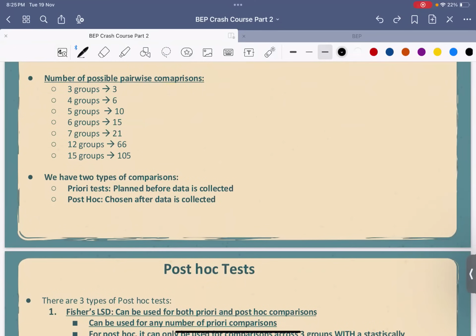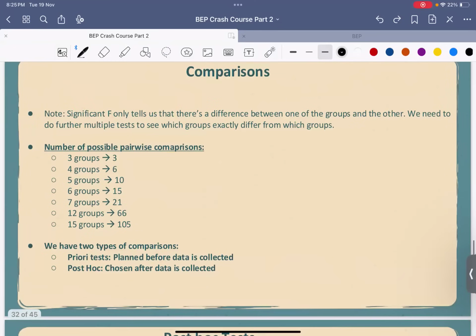Like we have 2 types of comparisons. Okay, so these are the pairwise comparisons. So how do we compare? We have different tests.